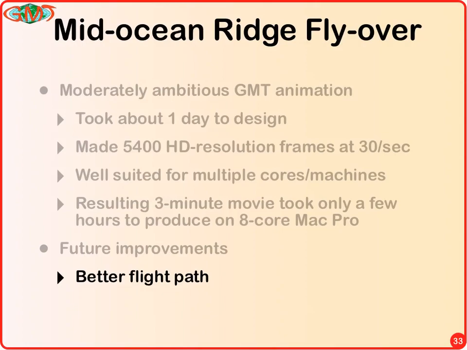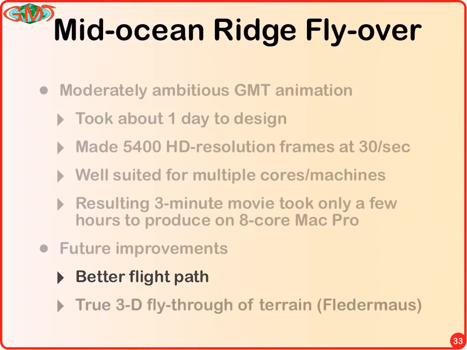The flight path is a little bit simplified. We're going to follow this mid-ocean ridge system at, I think, an elevation of 800 kilometers. And when we turn, we just turn like this. We don't bank. So I didn't have time to make it really slick. Eventually, we hope to add true 3D effects where you can actually fly down and through bathymetry topography, kind of like Fledermaus does, but for free.